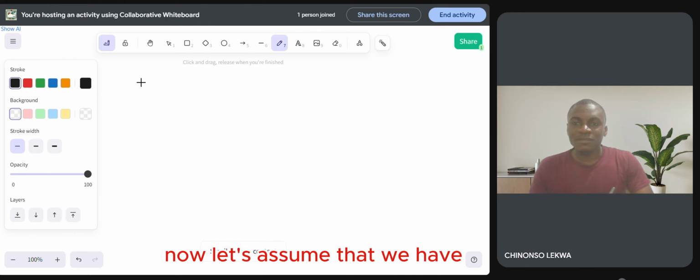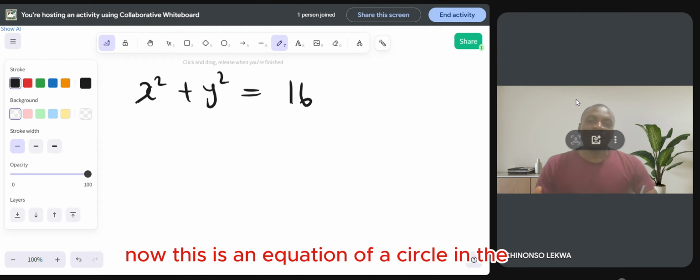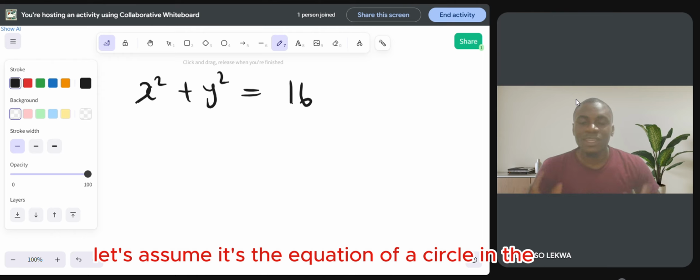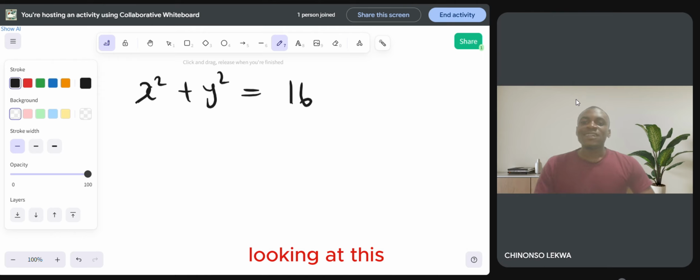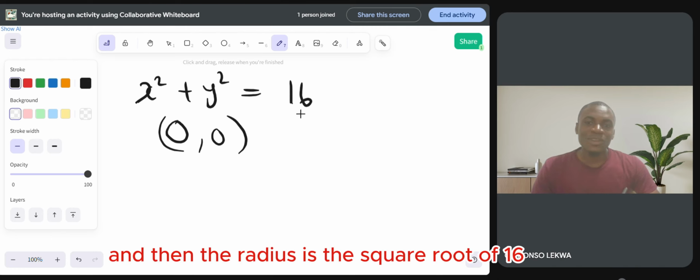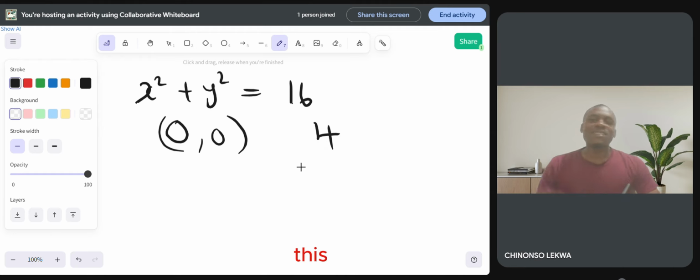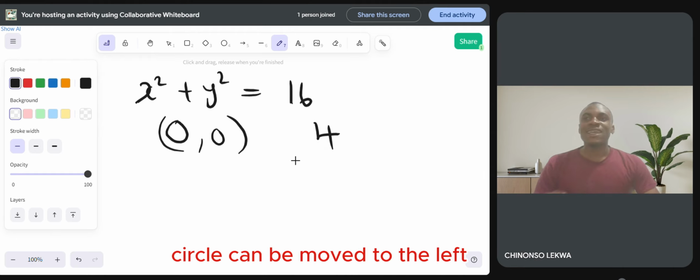Now let's assume that we have the equation x squared plus y squared is equal to 16. This is an equation of a circle in the xy plane. Looking at this, the coordinate of the center is 0, comma 0, and then the radius is the square root of 16, which is 4. This circle can be moved to the left, to the right.